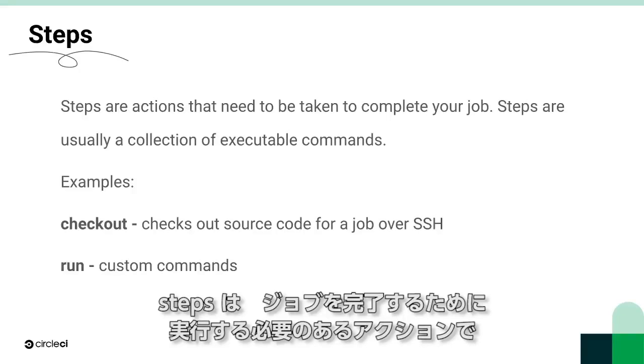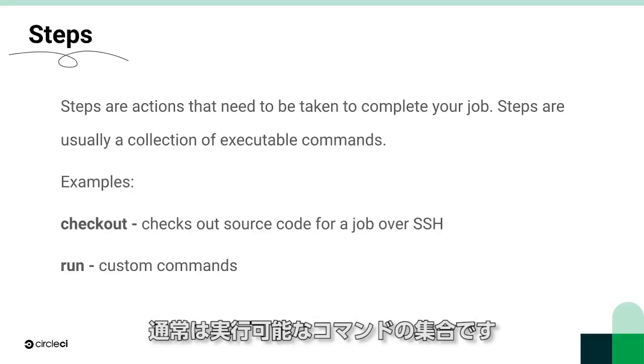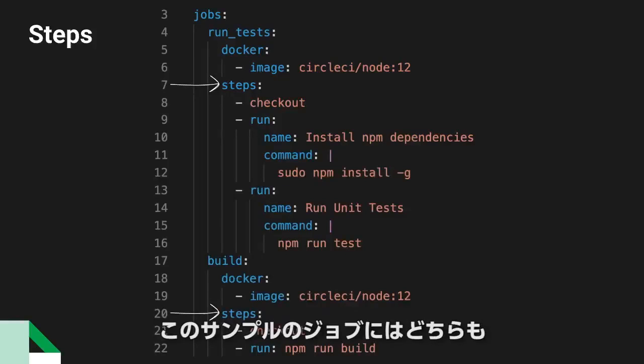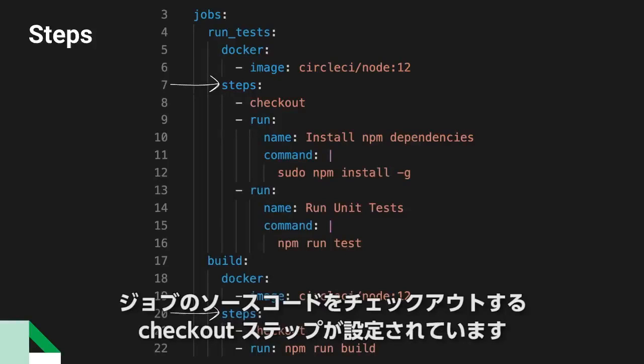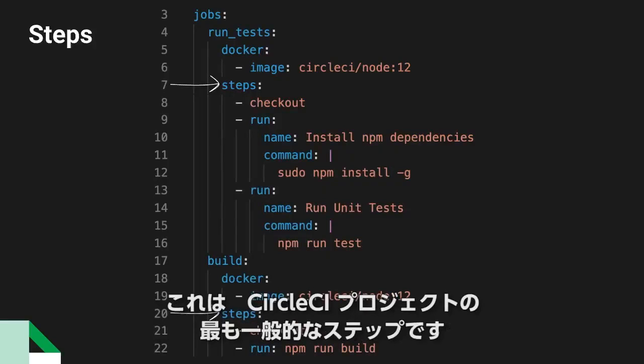Steps are actions that need to be taken to complete your job, usually a collection of executable commands. Both of the jobs in our examples have a checkout step, which checks out source code for a job. This is the most common step you'll see in CircleCI projects.